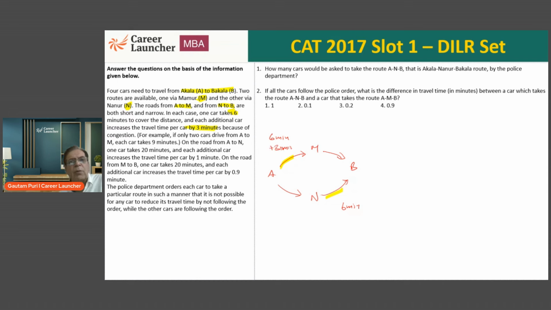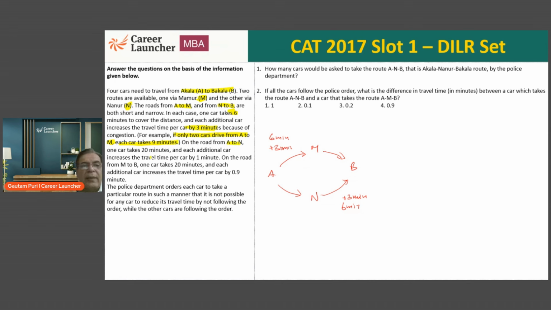Remember, each additional car. So if there are 2 cars, the time for AM becomes 6 plus 3, 9. Each car will take now 9 minutes. Similarly, for NB, it is 6 minutes, and each additional car means 3 minutes extra, because of congestion. For example, if only 2 cars drive from A to M, each car will take 9 minutes. 6 minutes is the normal time, 3 minutes extra due to congestion.